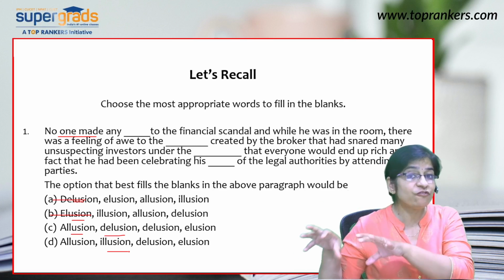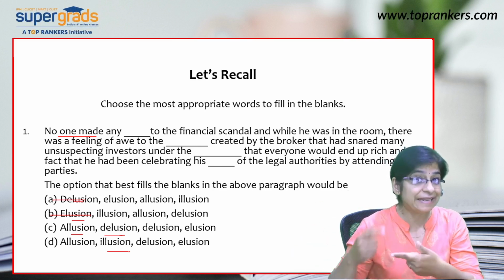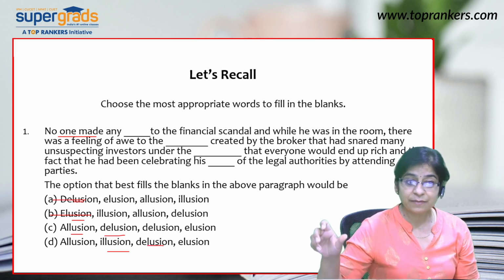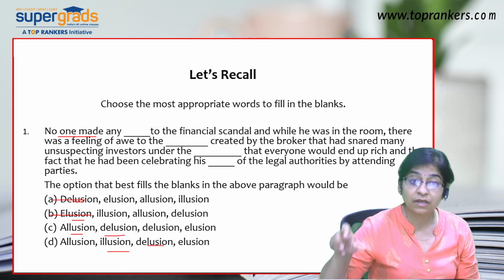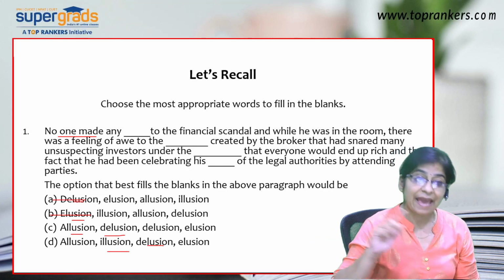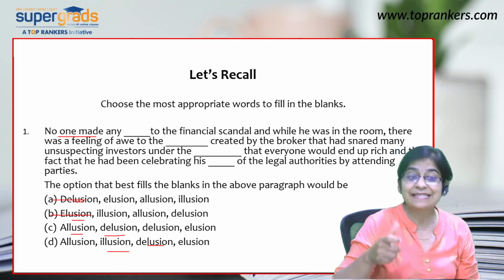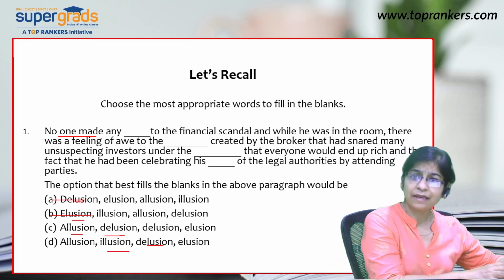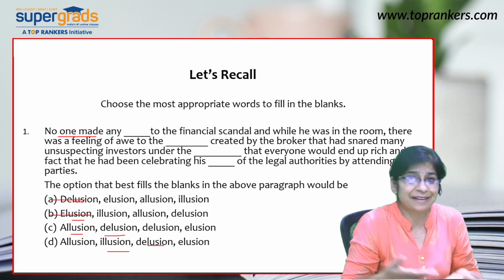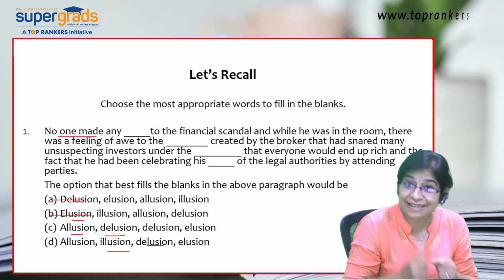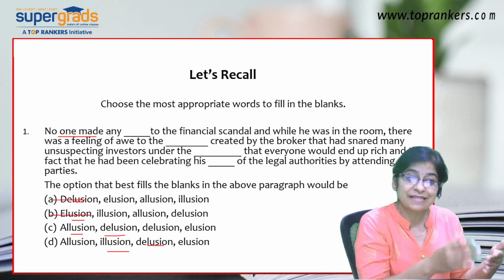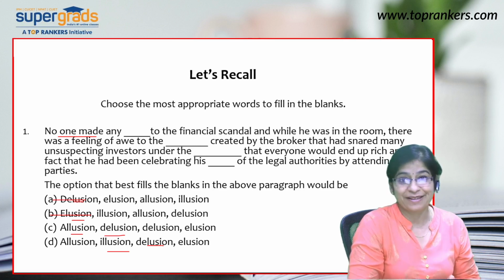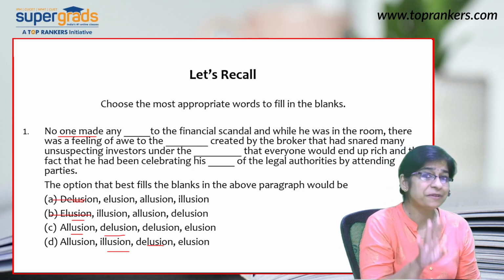Now, when he made them falsely believe that they would end up rich, we need a negative word here, which will be delusion. So he snared unsuspecting investors under the delusion that everyone would end up rich, and the fact that he had been celebrating his dash of legal authorities by attending the parties. So he had escaped the legal authorities. Now he's celebrating that, see, you can't find me. So he's celebrating the fact that I have eluded you. So he's celebrating his elusion of legal authorities by attending the parties. So that was about the first set of words.